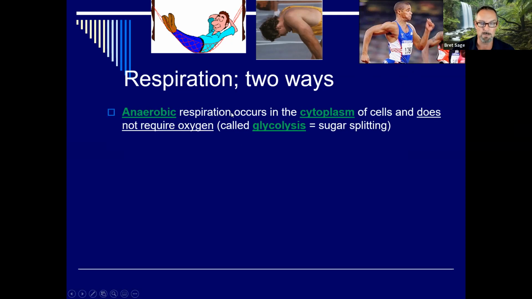All right, anaerobic respiration occurs in the cytoplasm. That means the area between the organelles in your cells, and does not require oxygen. Another term for that is glycolysis, which is sugar splitting. These two men in the upper right are doing what is called anaerobic respiration. Now, that doesn't mean they're not breathing. What it means is the amount of energy that they need is not being provided by their breathing. So they're having to go into what is called anaerobic respiration. And that is a less efficient strategy.